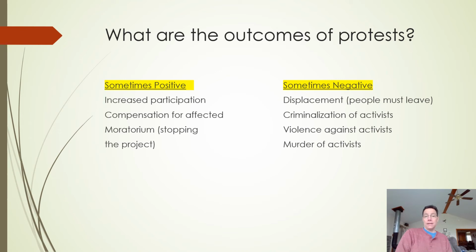A lot of times the outcomes are not very positive, they're negative. So the people that lived on that land are actually displaced. They have to move away because the land has been purchased or the resource has been purchased by a corporation from another country. Sometimes the activists and the protesters are criminalized and put in prison. Sometimes there's violence against them, and sometimes they're even murdered. So in some parts of the world, people that are protesting environmental justice situations can actually be killed for protesting.